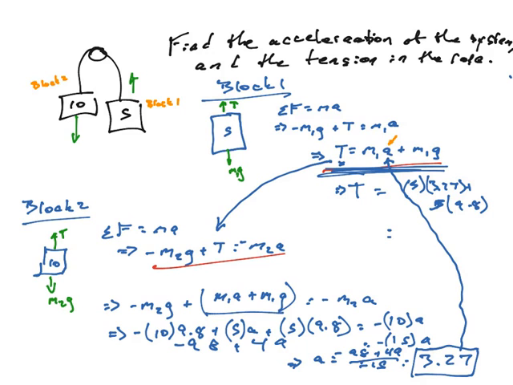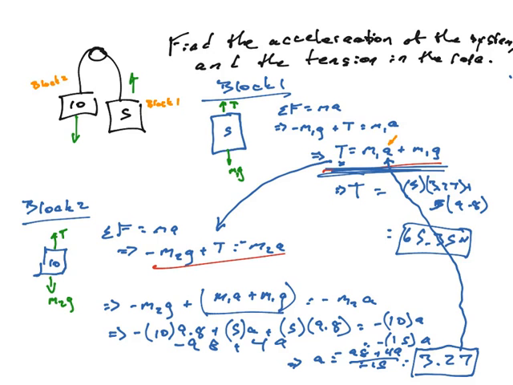So, what do we get? 3.27 plus 9.8, all of that times 5. I get T is 65.35 newtons. And there we go. A nice, normal pulley problem.